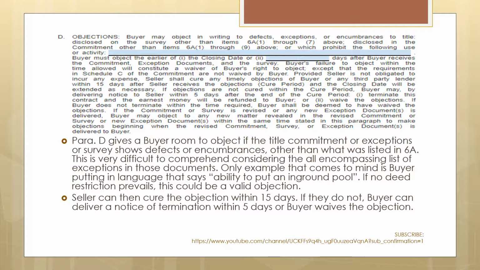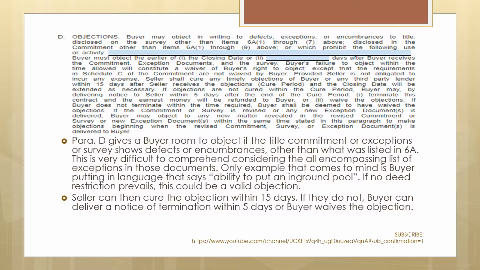Paragraph D gives a buyer room to object if the title company or exceptions or survey show defects or encumbrances other than what was listed in 6A. This is pretty difficult to comprehend considering the all-encompassing list of exceptions already talked about in those documents. One example that comes to mind is the buyer putting in language that says ability to put an in-ground pool, right, in that blank line up there. If no deed restriction prevails, this could be a valid objection, right?